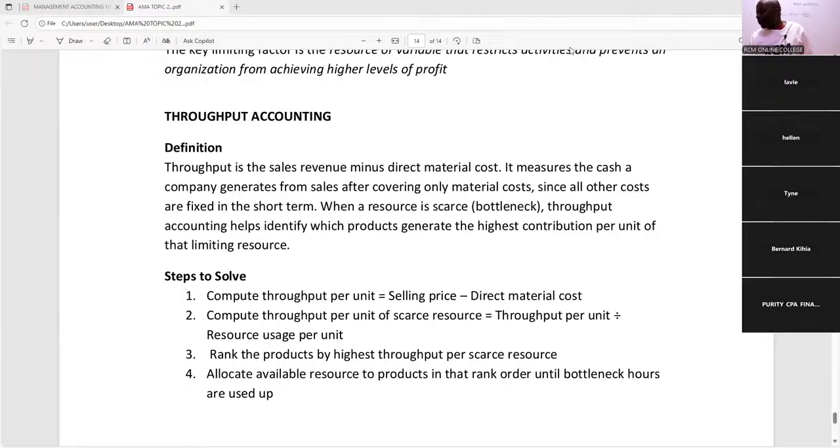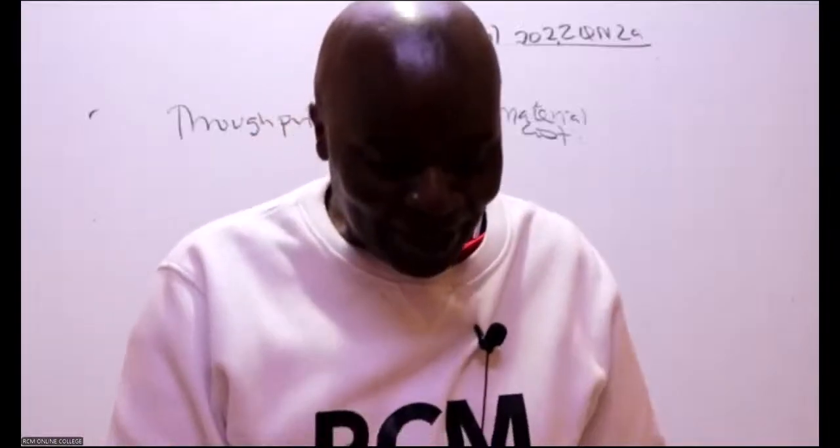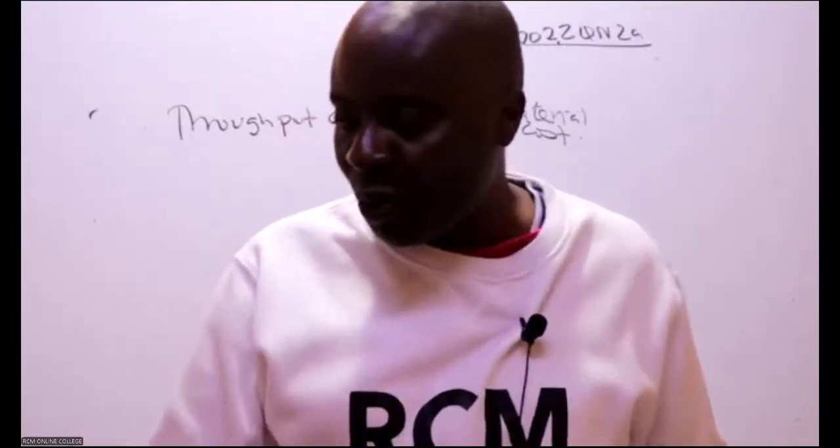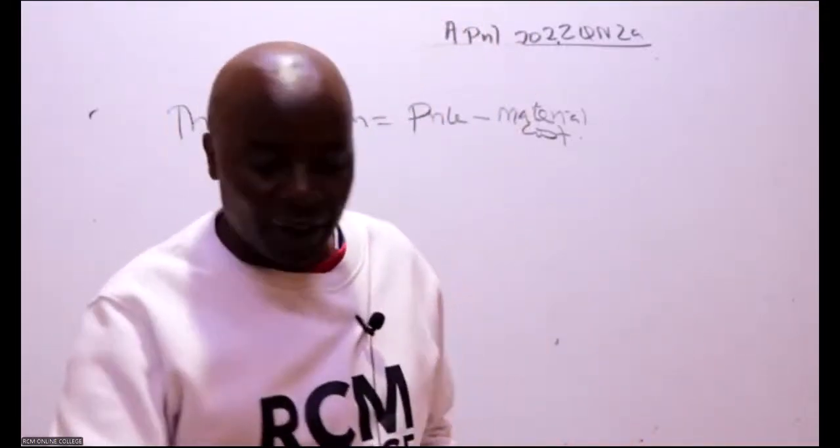So let's do this question. This is interesting. Let's do this question. So Roman 2, they want us to use throughput accounting.